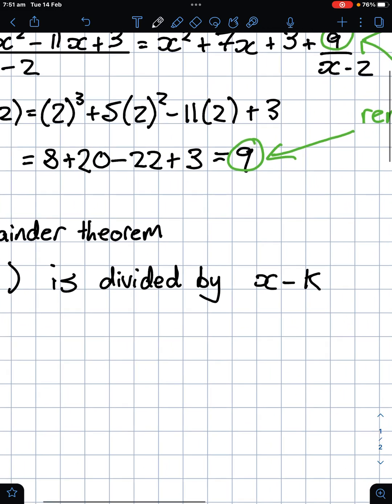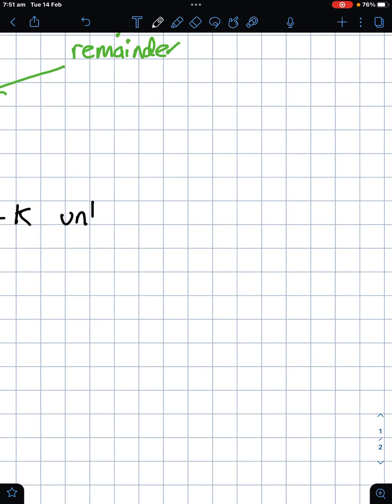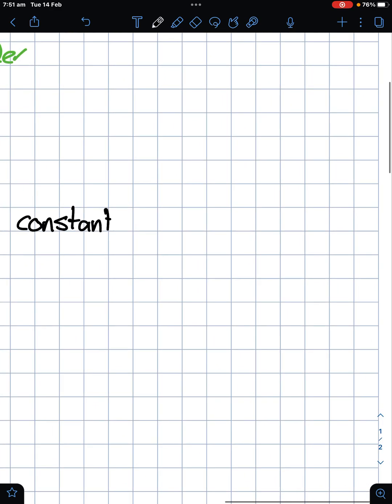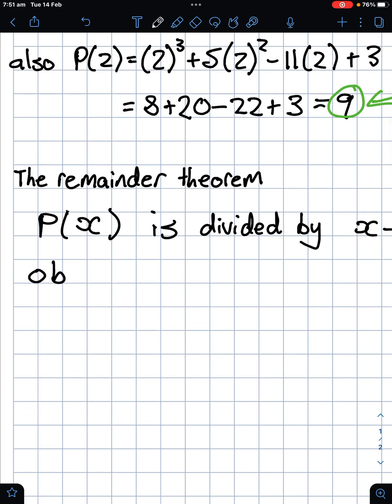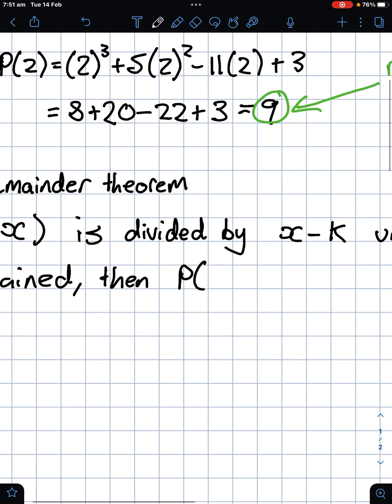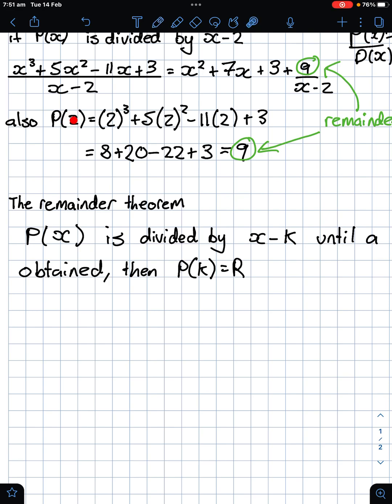So when P(x) is divided by x minus k until a constant remainder is obtained, then we get this: P(k) equals r, which is our remainder. And what this is saying is that if we put our k value in, one of our values of a factor, we'll get our remainder out here.